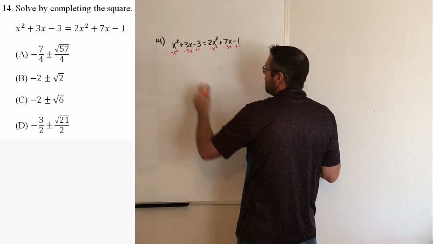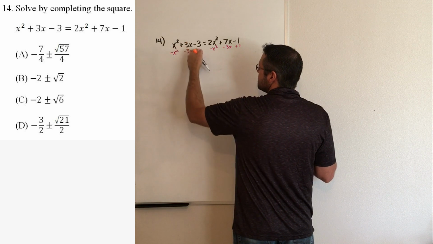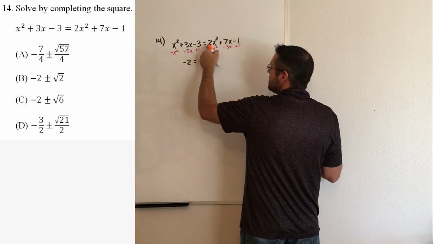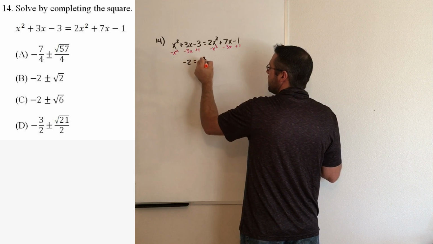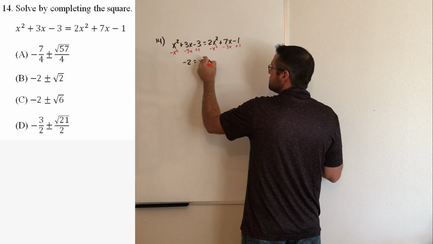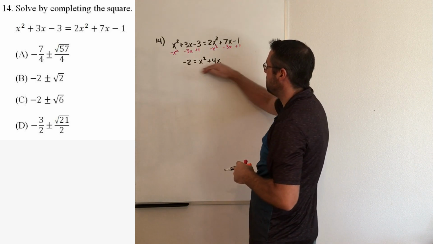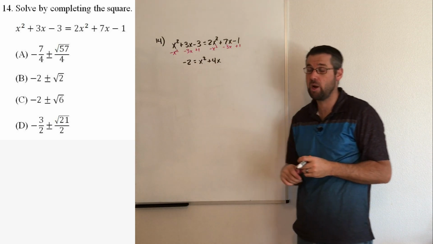So when I do that, these guys cancel out, these guys cancel out, and then negative 3 plus 1 is negative 2. 2x squared minus x squared is x squared. 7x minus 3x is 4x. And then the negative 1 plus 1 is 0. So now I have it in a form where I can complete the square.